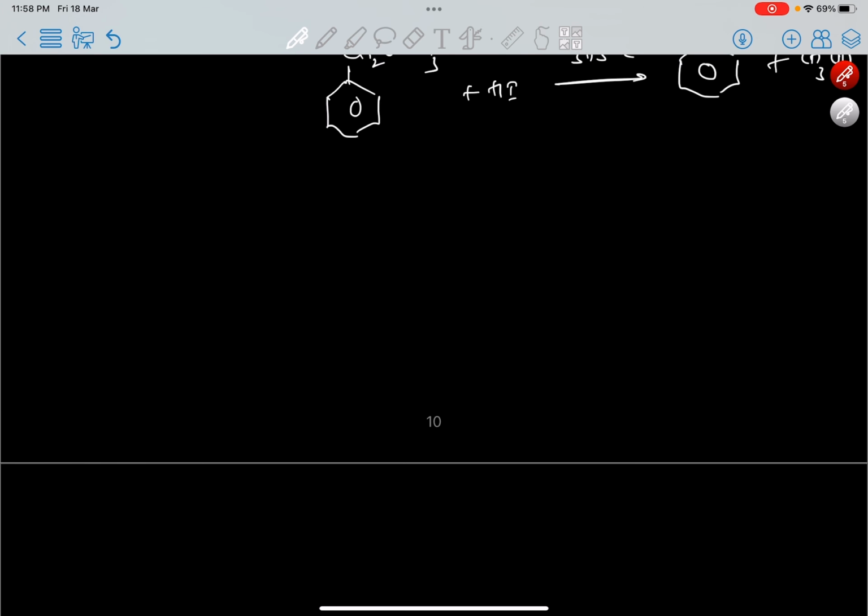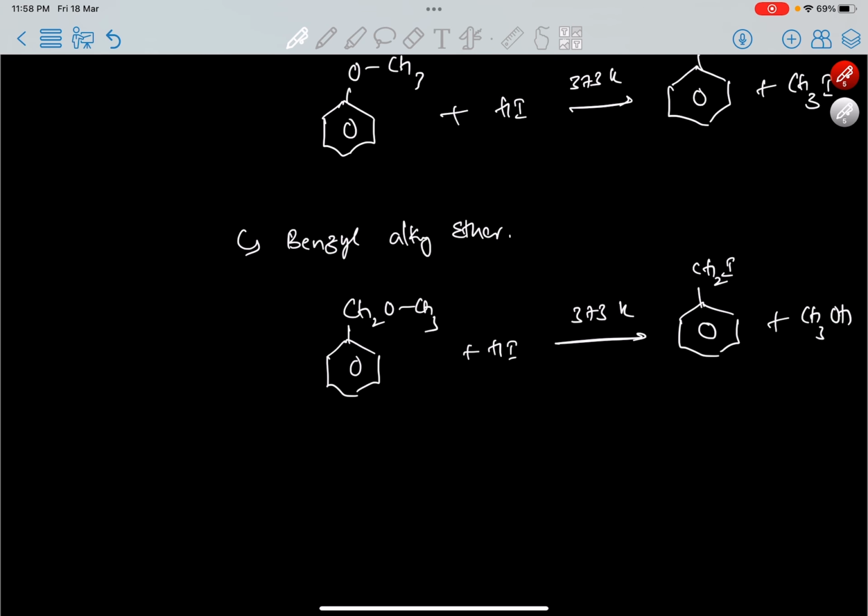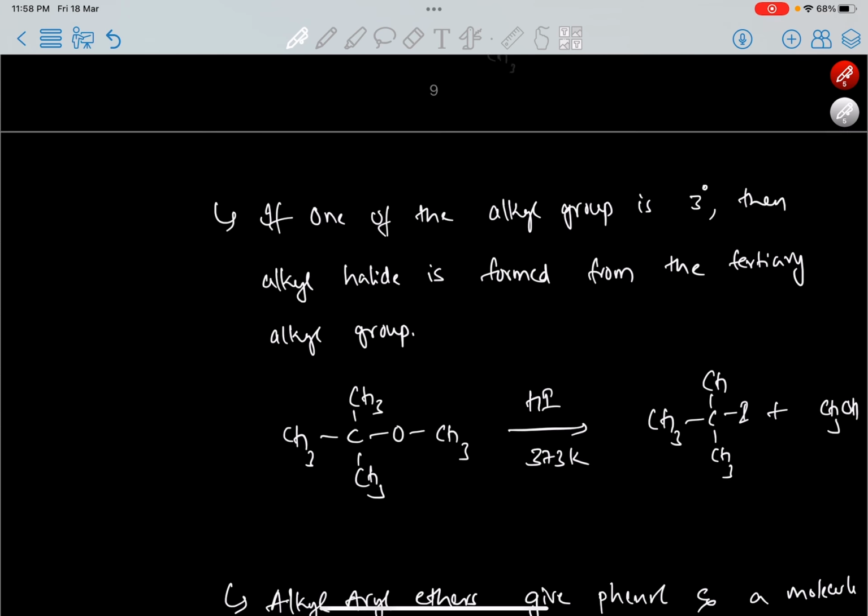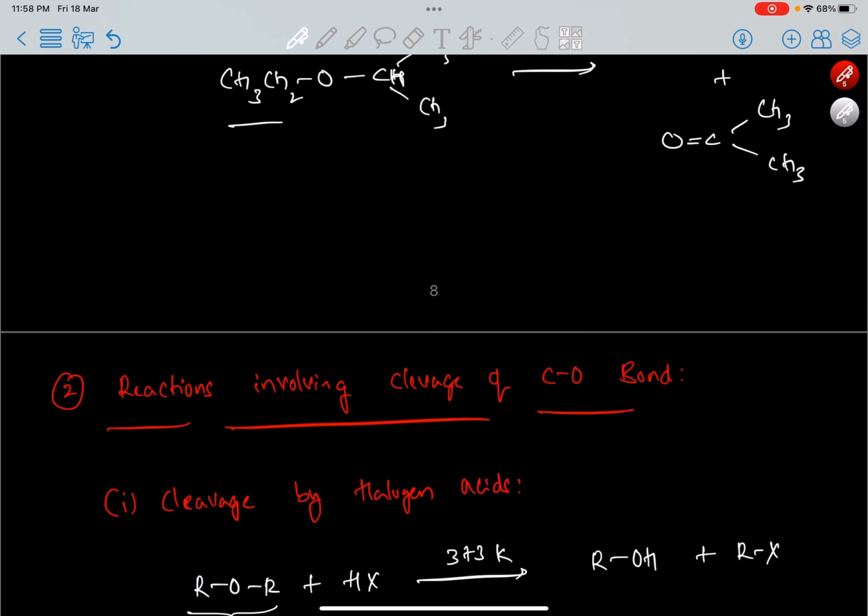One more thing to keep in mind is the order of reactivity of different halogen acids. The order of reactivity is HI, HBr, HCl. So this is all about the cleavage by halogen acid.